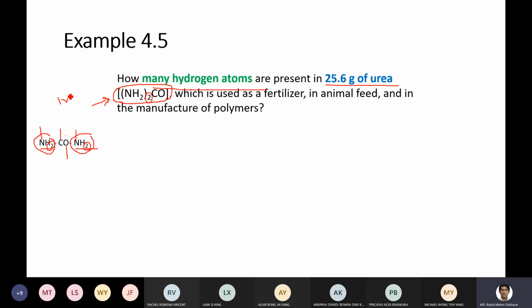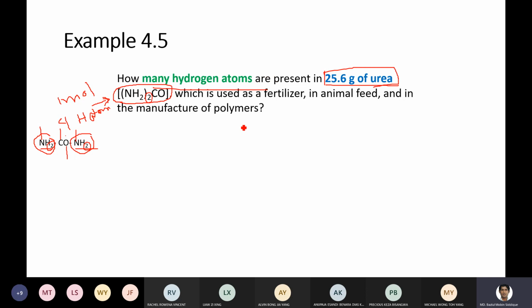So 1 mole of urea, there will be 4 moles of hydrogen atoms. Okay, not molecule, but hydrogen atom, ATOM. So in one molecule of urea, there will be 4 hydrogen atoms, always.